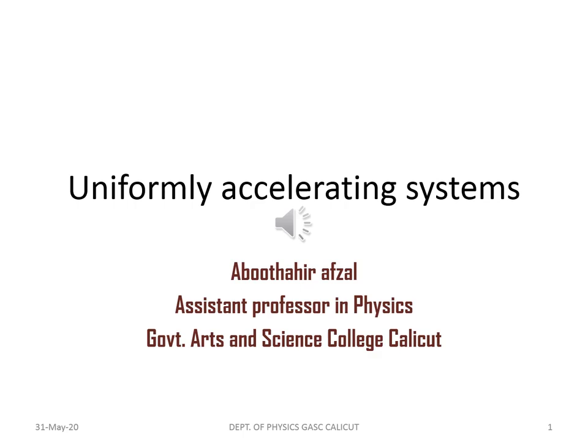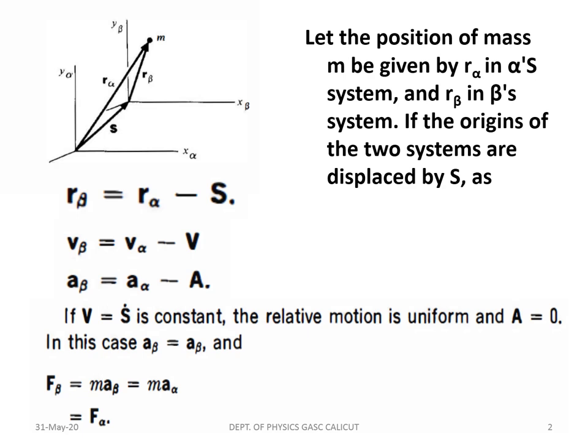This slide shows the Galilean transformation equations, where alpha is the rest frame and beta is the moving frame. Accordingly, we subtract the displacement, velocity, or acceleration of the moving frame from the corresponding values of the rest frame to get the values in the moving frame.